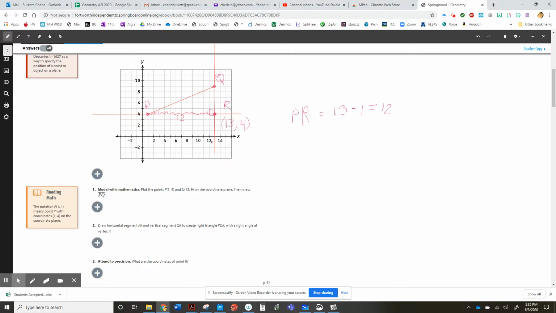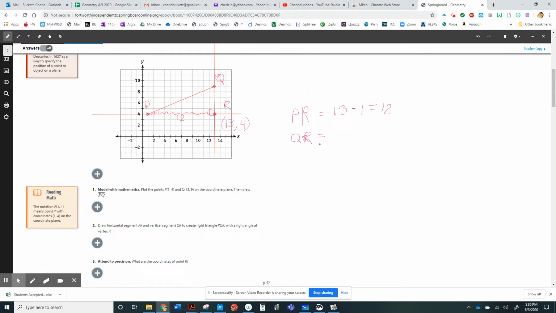This one is a vertical line segment. And when we're changing along a vertical line, the only thing we look at are y values. So this y value right here is 4, and this y value right here is 9. So to find QR, it didn't like my R. You just have to draw really slow.